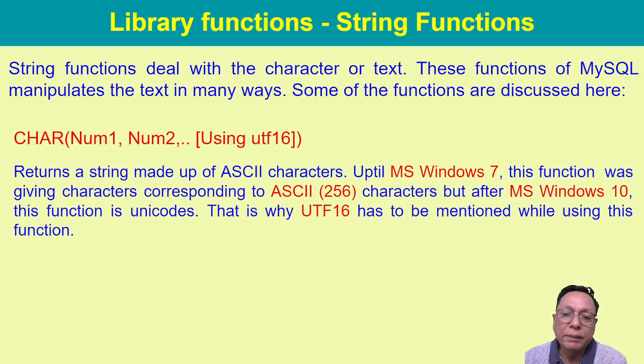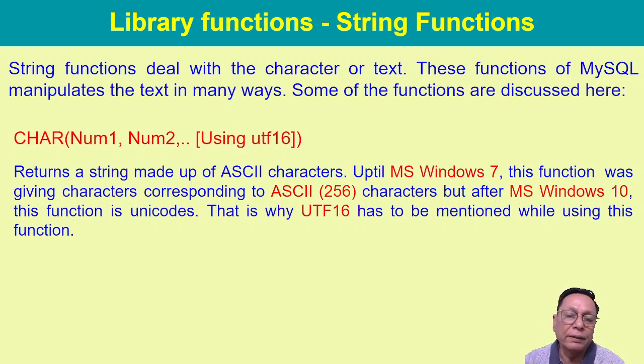So it returns a string made up of ASCII characters. Up till MS Windows 7, this function was giving characters corresponding to ASCII 256. ASCII 256 means there are 256 characters right from 0 to 255. So this is a series of characters. But after MS Windows 7, this function is using Unicodes, and that is why USING UTF-16 has to be mentioned while using this function.